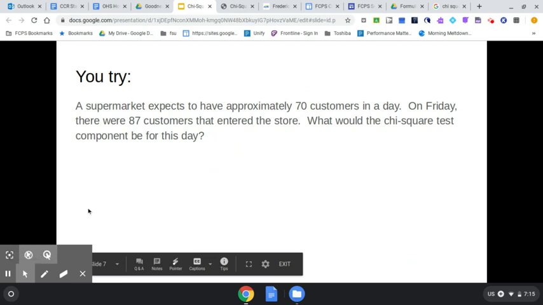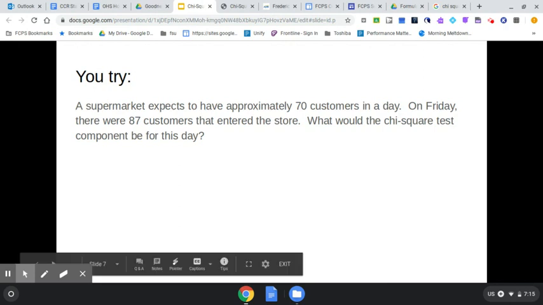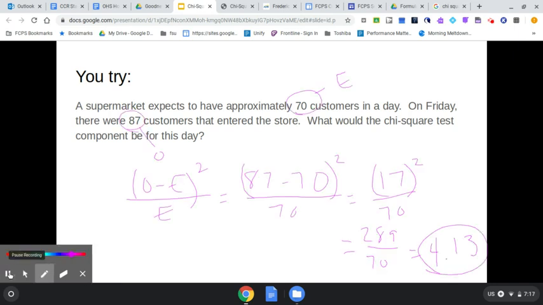Okay, you guys try this one. Pause the video, see if you can find the test statistic component for this scenario. It's very similar to the last one. I just changed the day and the observed number of customers. Then unpause the video to get the answer. Okay, hopefully you've had time to work that out. The observed value in this scenario was 87, and the expected value was again 70. So we take 87 minus 70, squared, and divide it by 70. I got a difference of 17. Squaring that gives me 289. Dividing that by 70, I get 4.13.